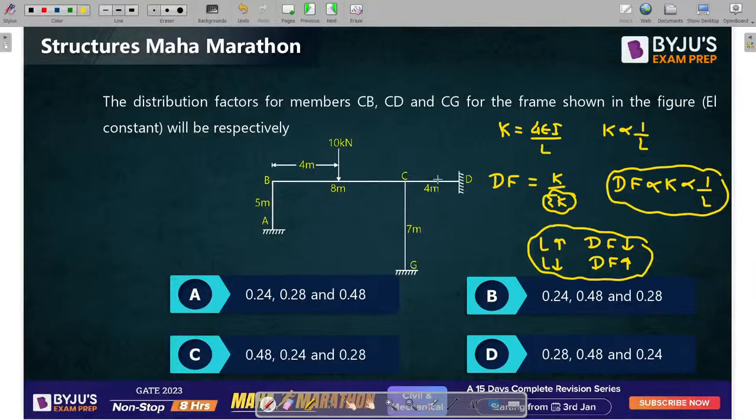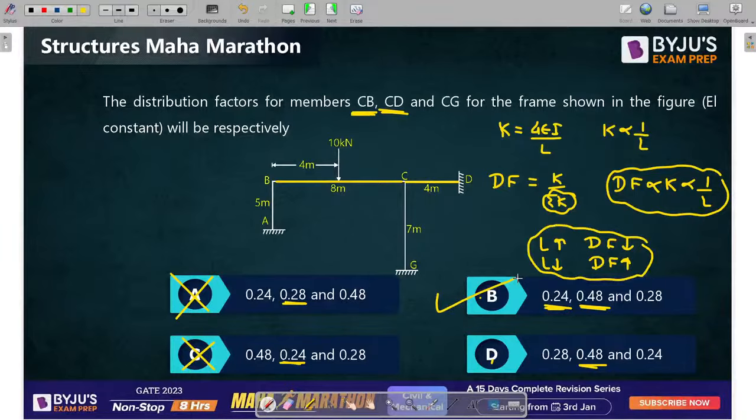Right? So tell me, guys, which particular member is smaller? CD. So the distribution factor for CD should be higher. Now let's read the values. CD is in middle, so the middle value should be higher. Let's see, guys, in which case we have higher value, B and D option. So we can cancel A and C easily. Now the member which has more length, which is basically CB, so this value should be lesser. So 0.24 is lesser. So that's why B is the correct answer.